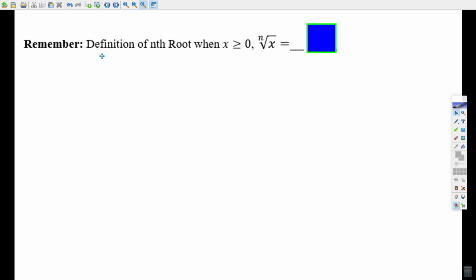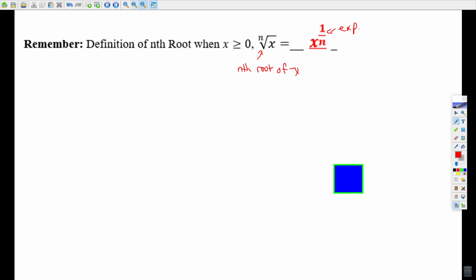Quickly, remember from last chapter, whenever you have a number that's greater than or equal to 0 in here, this would be called the nth root of x. That's how you would read this out loud: the nth root of x. That's also the same thing if you want to write this without the radical symbol, as x to the 1 over n power. Remember, this is an exponent here. So we're going to practice going back and forth between these two again, but we're just going to add something to it.